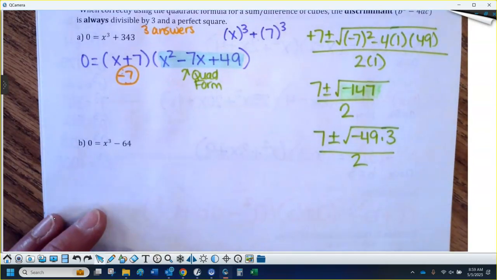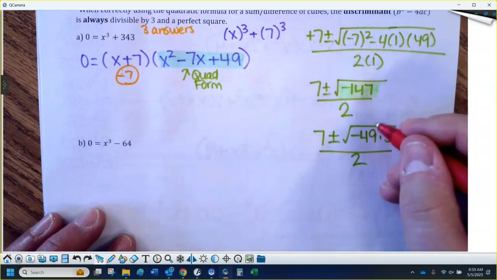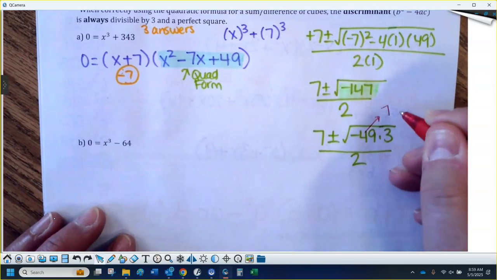What would you guys tell me the square root of negative 49 is? 49? 7, right? Okay, now, do you remember what to do if it's negative? Like 7 what?